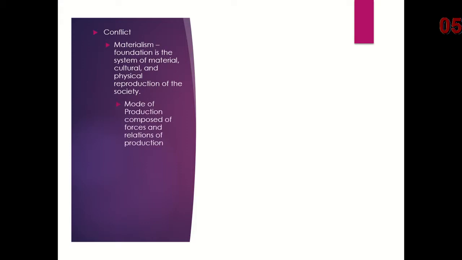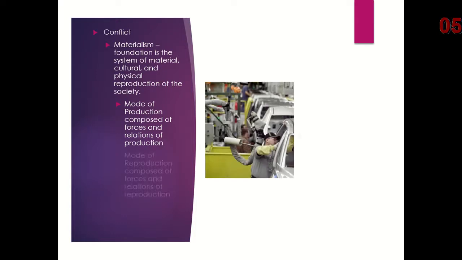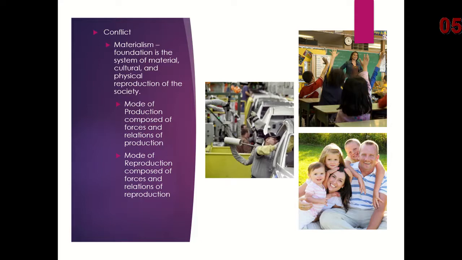For conflict, it is materialism. The foundation is the system of material, cultural, and physical reproduction of things. The mode of production is composed of forces and relations of production. So it's all about what are we producing, how can we produce more of it. If you're not producing it and you don't have access to it, how do you get it? This could be items, this can be education, this could be families or, you know, attention from others. It's all about what you have.